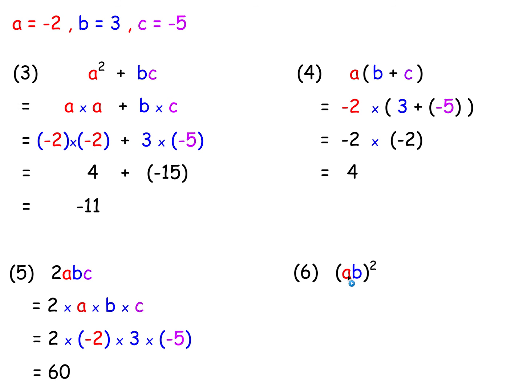Finally, this is AB and square it. So it's A times B, get the answer and square it. A is negative 2 and B is 3. Get that answer, which is negative 6, and square it. It's negative 6 times negative 6 makes positive 36.